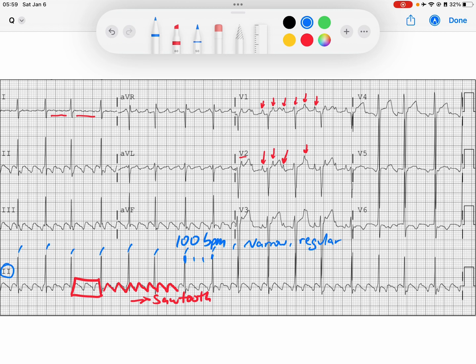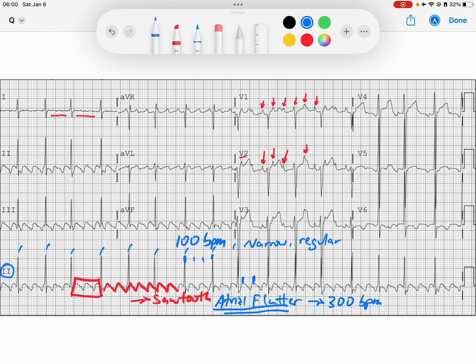And if you look at the rate of the flutter waves, they occur at about 300 beats per minute. The interval between these is about one big box, which would be 300. And that's common for atrial flutter. And now we know that the atria is fluttering. Well, let's determine what the ventricles are doing.